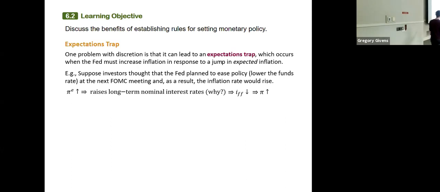Exactly, right? The reason why expected inflation went up in the first place is because policy was not being set according to a rule, right? If policy is being set according to a rule, then people have a really good idea about the course of monetary policy in the future, and the private sector is not going to incorrectly form these types of expectations. So this is one of the key advantages of rules over discretion, is that it avoids these types of expectations traps.